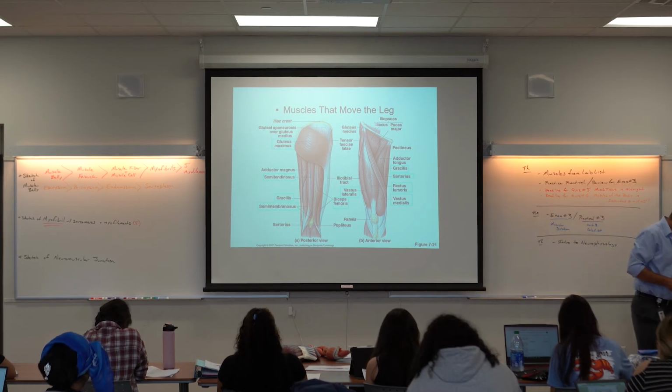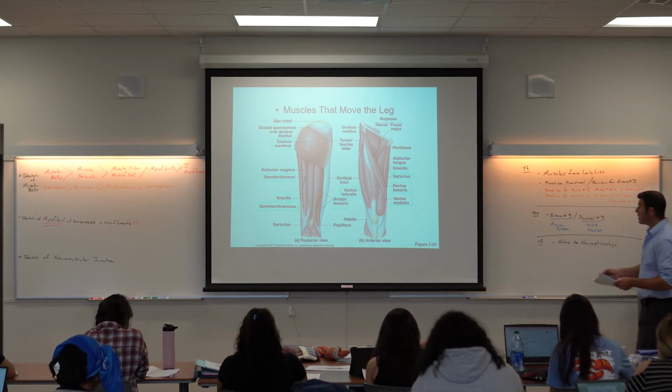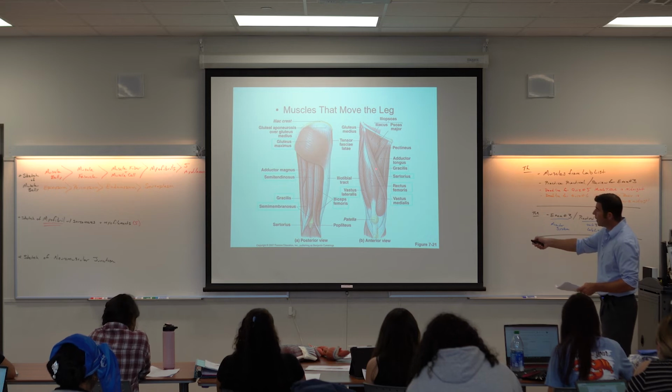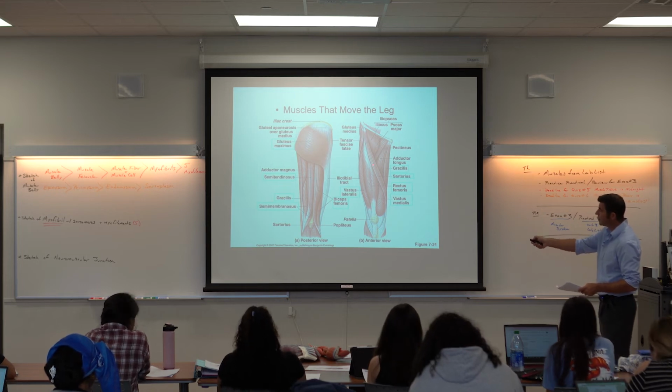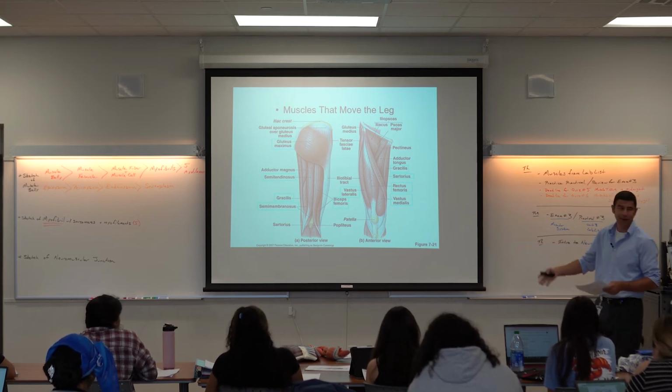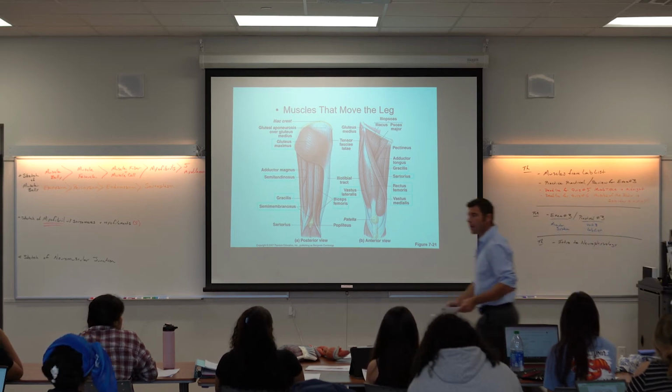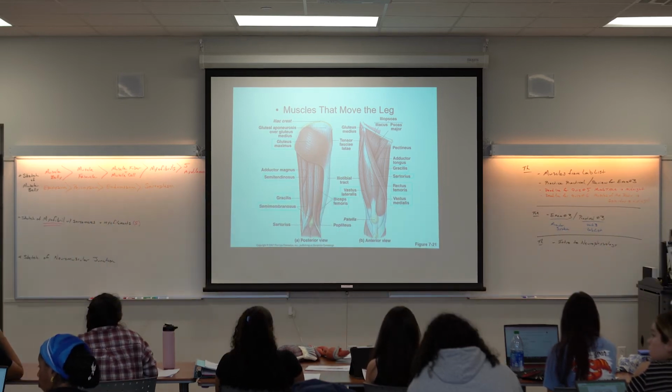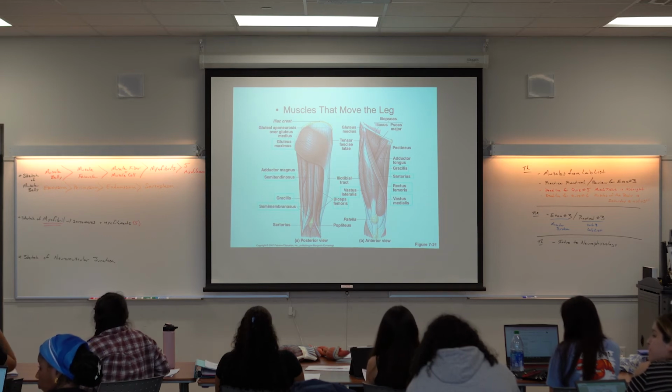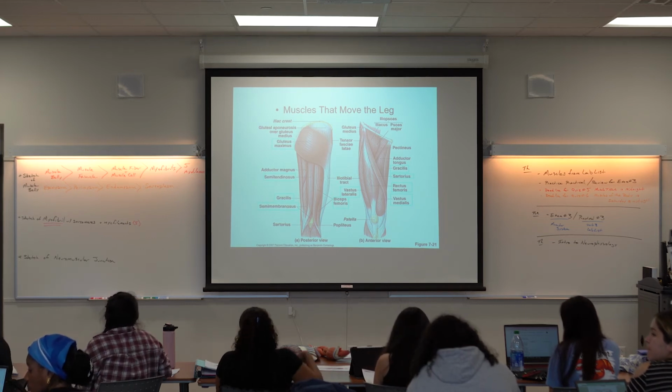Back to the lab list. Next one on the lab list is this sartorius muscle. This is easy to recognize because it's this ribbon-like muscle that runs diagonally across the anterior side of the thigh. I'm going to come over here and grab one of these leg models to see if I can show you what I'm talking about.